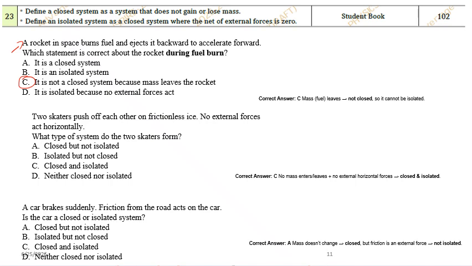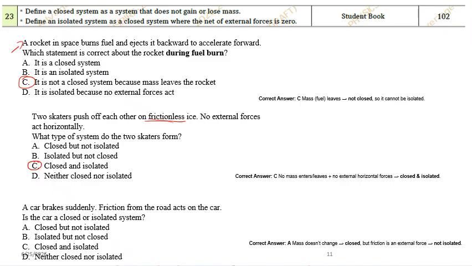Now, two skaters push off each other on frictionless ice. Again, frictionless comes. So which one would it be? No mass, it's a closed and isolated system, right? It's frictionless, as we did in the case of the balls, like two of them colliding with each other. We were not having an external force and external mass involved.